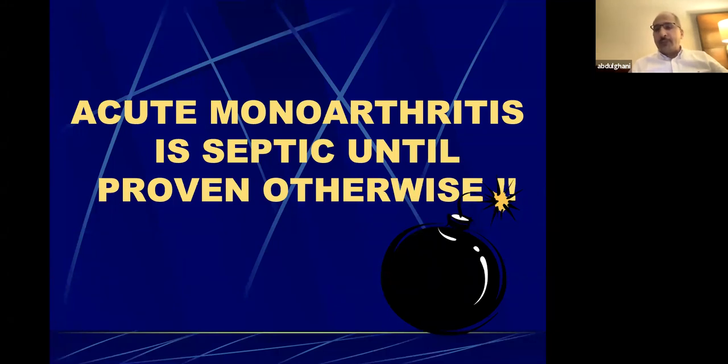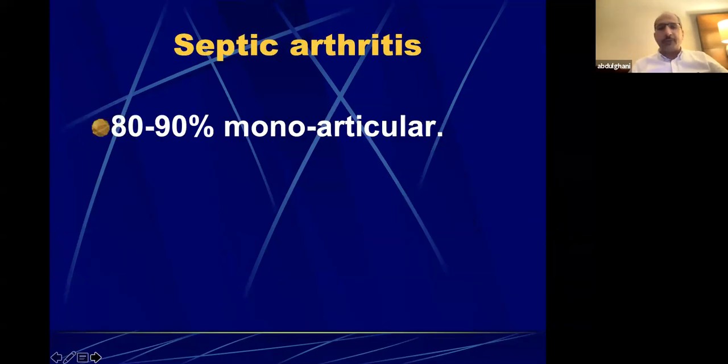If you take one message away from this slide, it is very important: any acute monoarthritis is septic arthritis unless and until proved otherwise. You have to rule this out first, and only then should you label it as any other diagnosis.